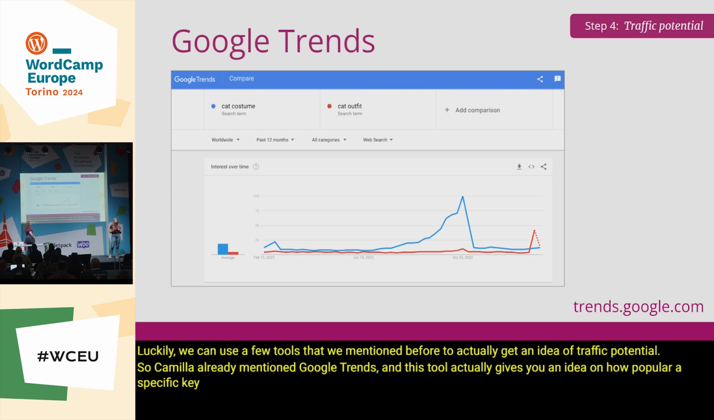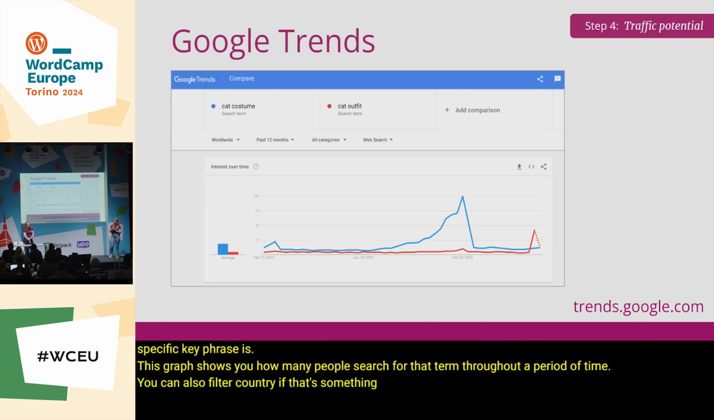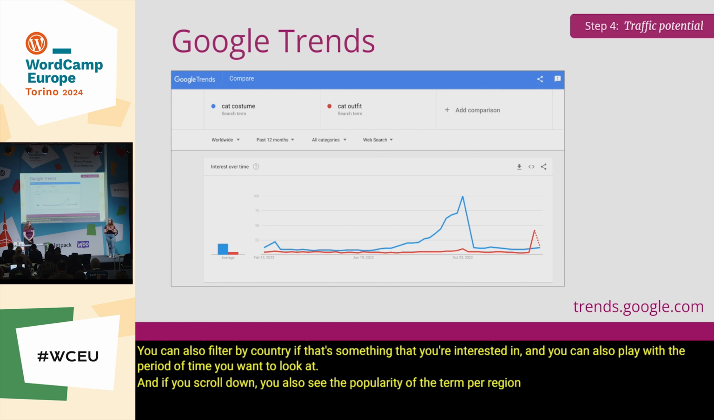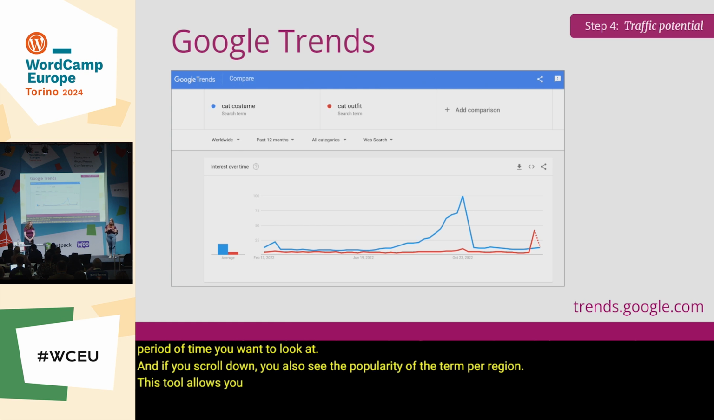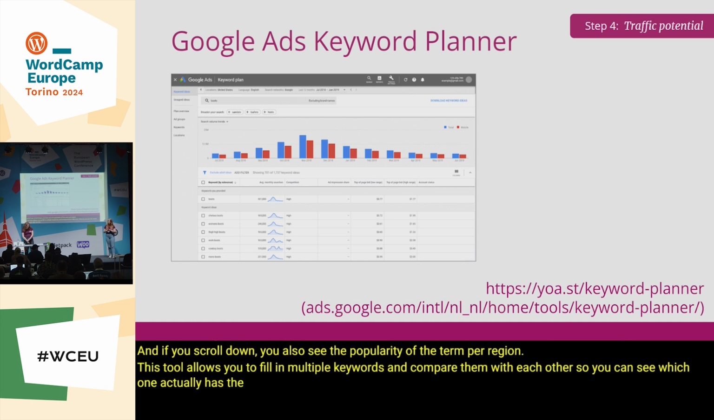This graph shows you how many people search for that term throughout a period of time. You can also filter per country if that's something that you're interested in. And you can also play with the period of time you want to look at. And if you scroll down, you also see the popularity of the term per region. This tool allows you to fill in multiple keywords and compare them with each other, so you can see which one actually has the higher traffic potential.